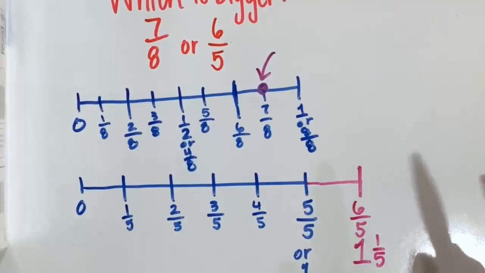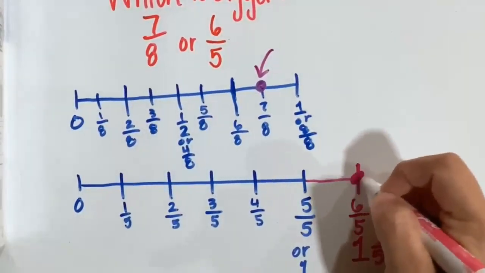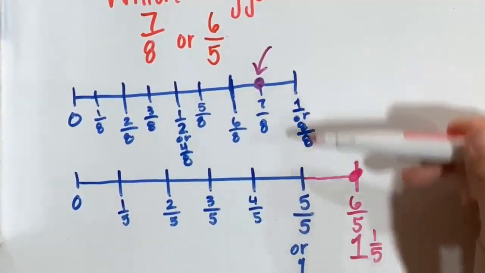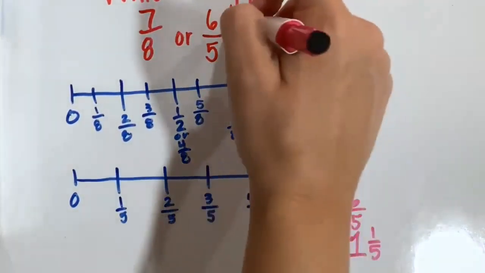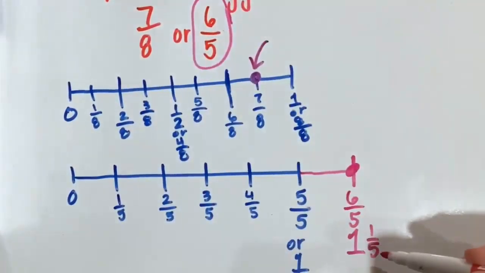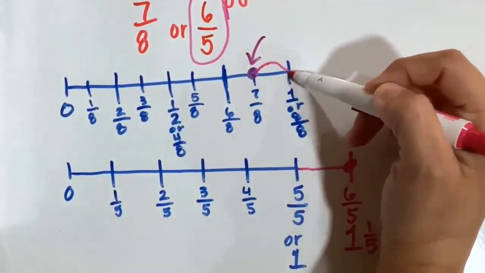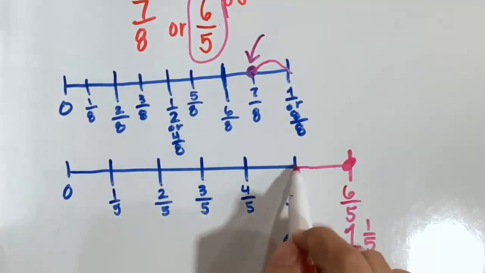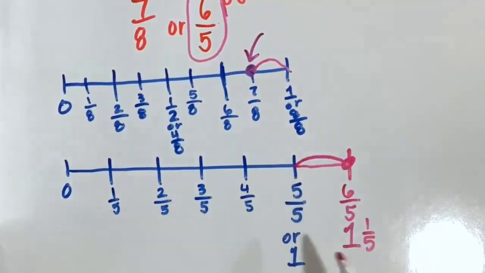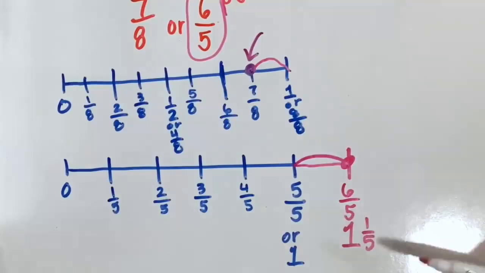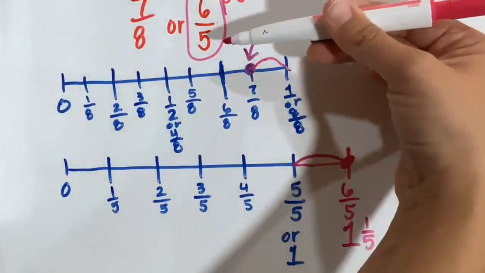So in this case, which is bigger? I can see that 6/5 goes past our 1 whole point. And so this fraction is bigger. It's more than 1. It's greater than 1. 7/8 is just 1/8 jump away. But 6/5 is actually 1 jump after a whole in fifths. So 6/5 is bigger than 7/8.